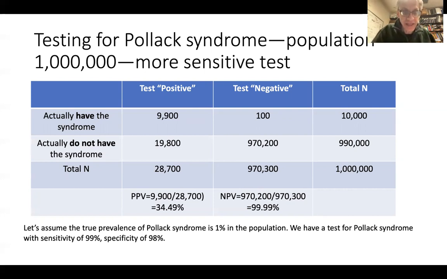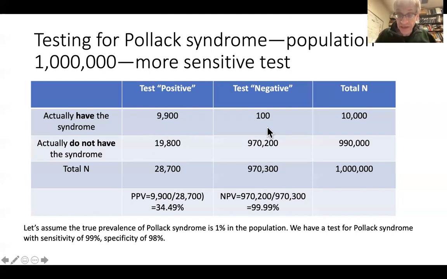So here's a test that's more ready to pull the trigger. It's got a 99% sensitivity, but the specificity now drops to 98%. And let's think about how this is different. So now I'm going to get 100 false negatives, but I've got 19,800 false positives now. That's 2% of all the people who don't have the thing. So if I get a positive result, the positive predictive value is 9,900 as a proportion of this whole column. So the PPV actually drops to about 34.5%.